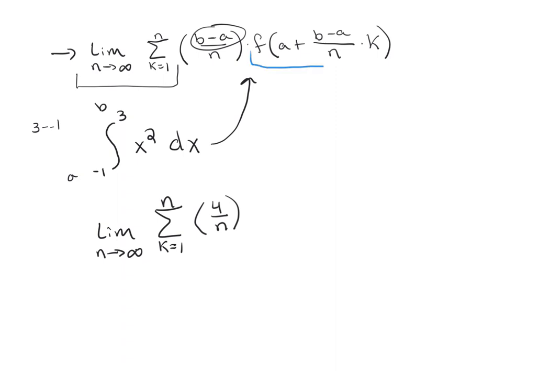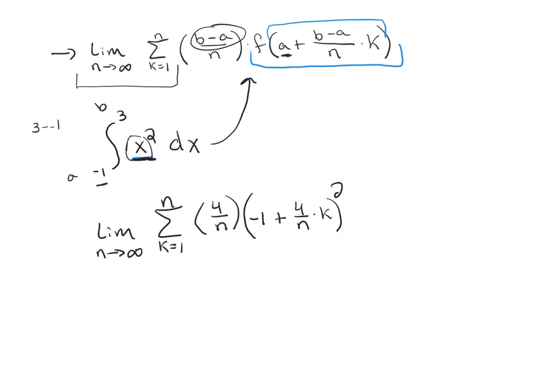And then this is function notation, which tells you to plug what's in parentheses into your x. So all of that is going to go into this x squared. So times, okay, the a value is the starting, that -1, plus the b minus a over n is the 4 over n, times k, so I'm plugging all of that in for x, so all of that is squared. So that is converting the definite integral notation into the summation notation.